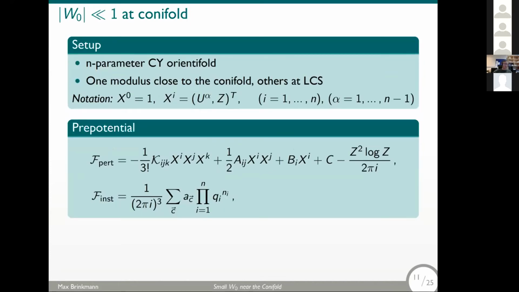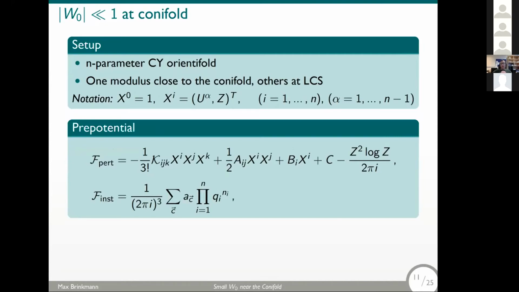So how do we use this? Our setup, once again, is an n-parameter Calabi-Yau orientifold, this time where one modulus is now close to the conifold, and the other moduli are at large complex structure. In the notation I will use here, once again we're in inhomogeneous coordinates, so x0 is 1.